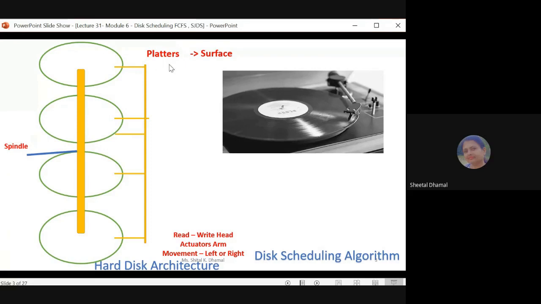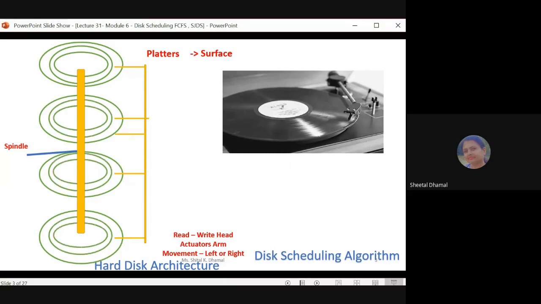On each platter, two surfaces are there, top surface and lower surface. So data is saved on the upper surface as well as the lower surface. Now on each platter, a number of tracks are present. Here you can observe these tracks.